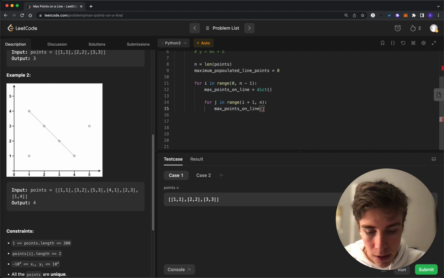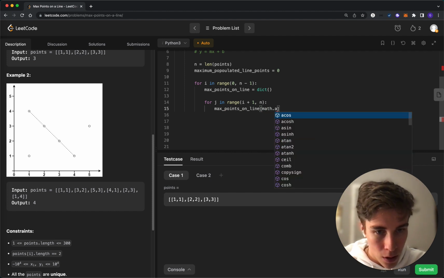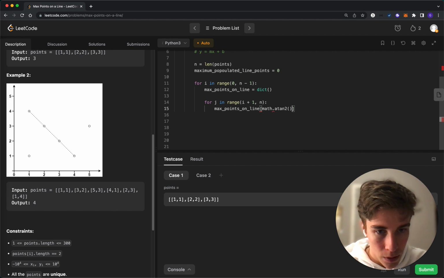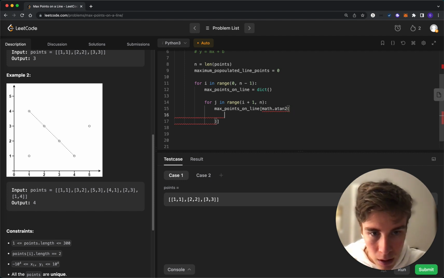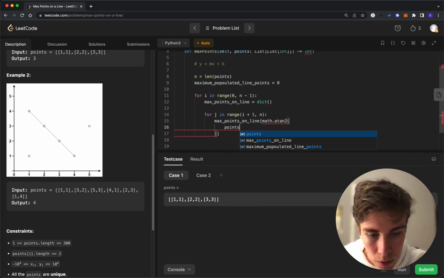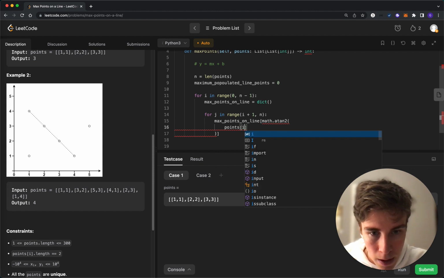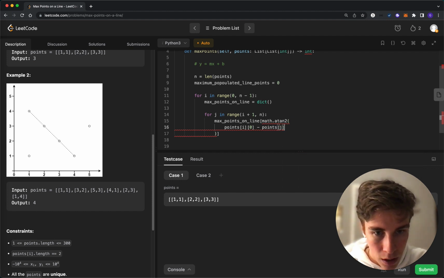The key is the math arctan2, that's what I was talking about, and the two values are points i, this is the x, minus points j 0, this is my x value, and my y value is going to be points i 1 minus points j 1.